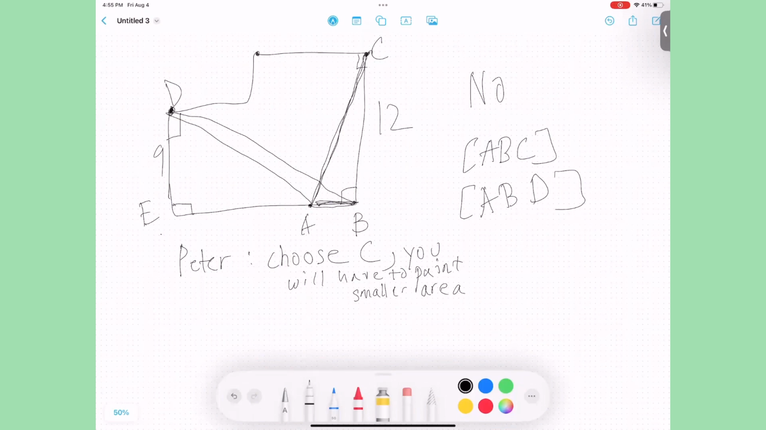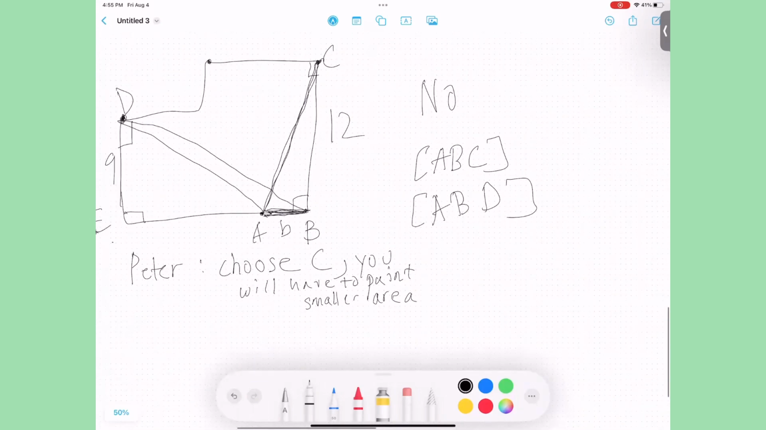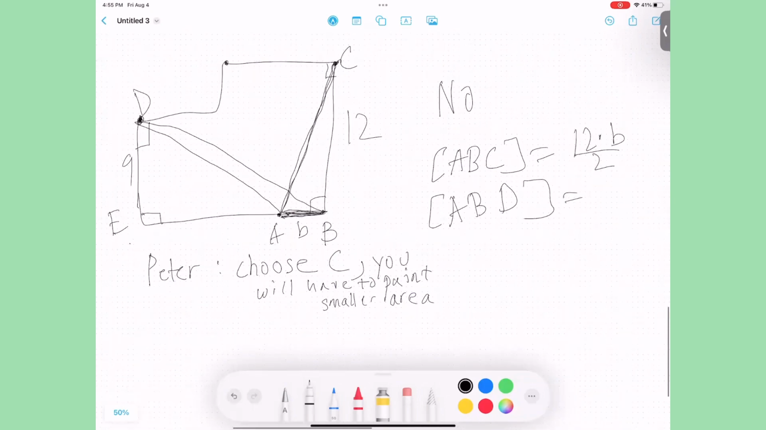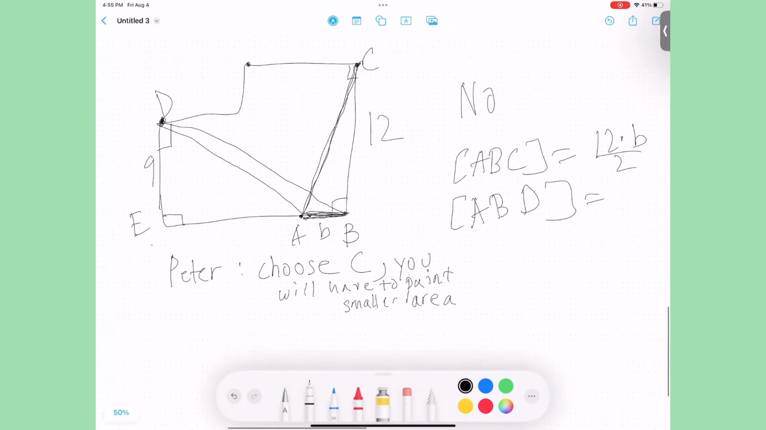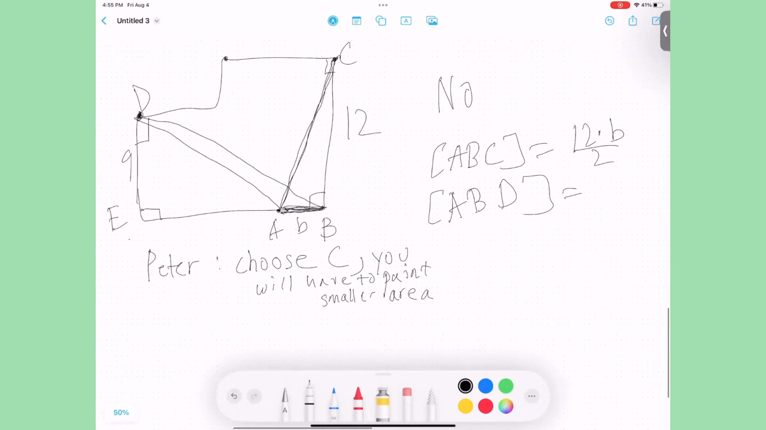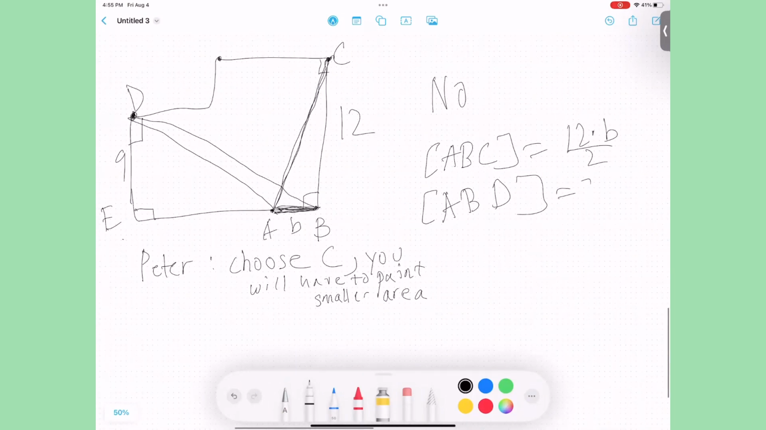C, right? If you choose C, you have the same base. Basically, if you say this is B, the area of triangle ABC is 12 times B over 2. But triangle ABD is 9 times B over 2 because the altitude differs here. This is 9, this is 12, and this is 90 degrees to the base. So the altitude differs here.